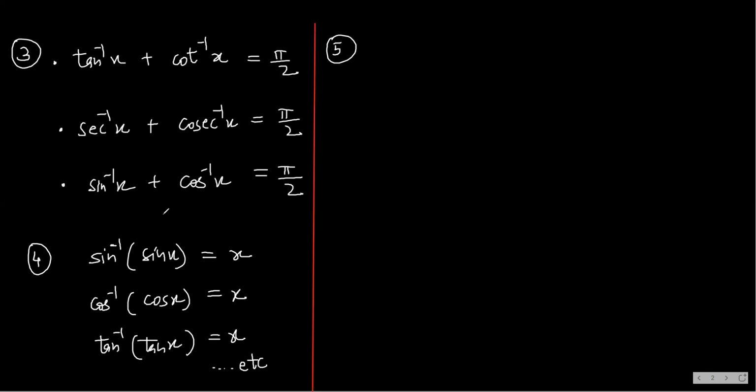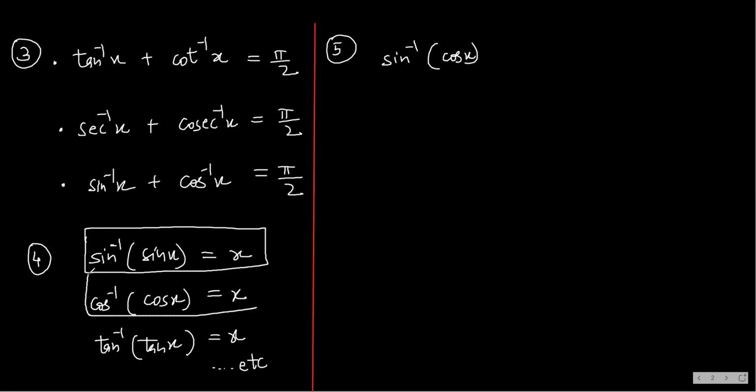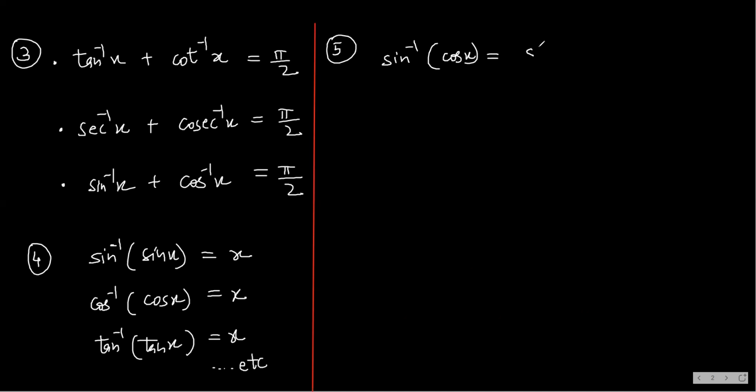Now property number 5. See, sine inverse of sine x is x. What happens if I have sine inverse of cos x? Cos inverse of cos x is x. But here I have sine inverse of cos x. So see what I will do. I will write sine inverse of cos of x. This cos x, I will change to sine.